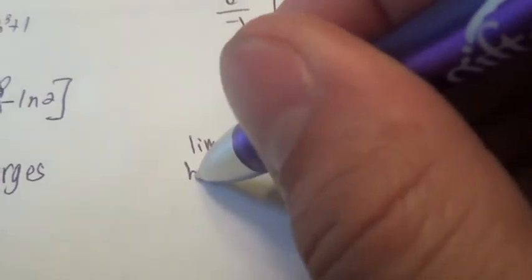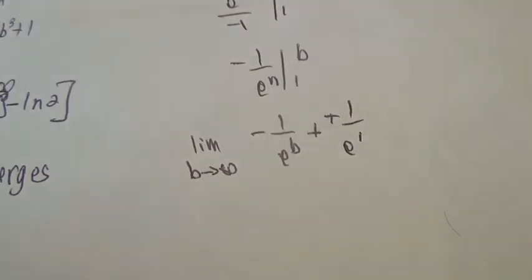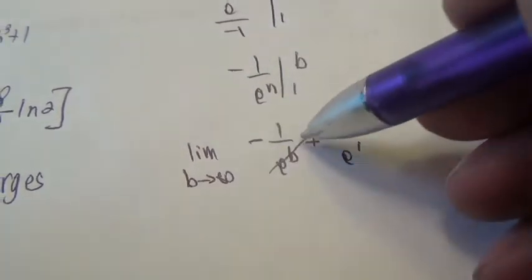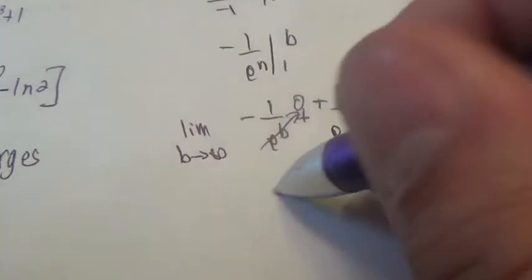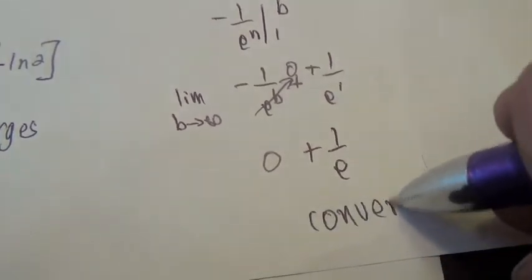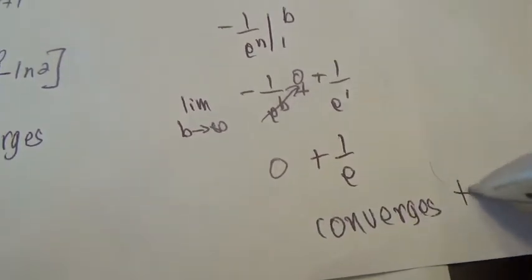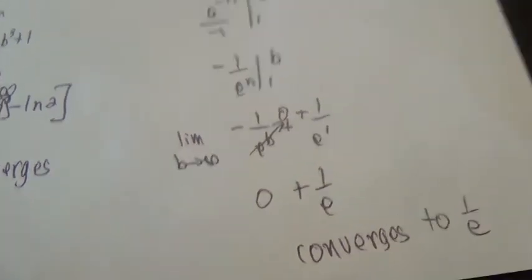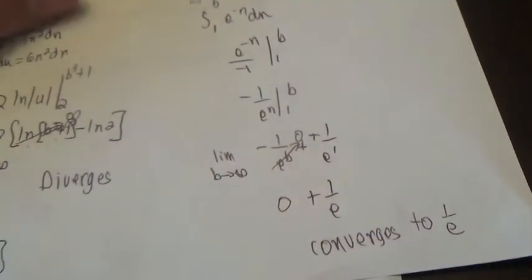End up adding those, and then now we just calculate the limit as b gets larger and larger. This guy definitely goes to 0. You end up with 1 over e. So this does in fact converge to a sum of 1 over e. Okay? That's the integral test. All right, next page.